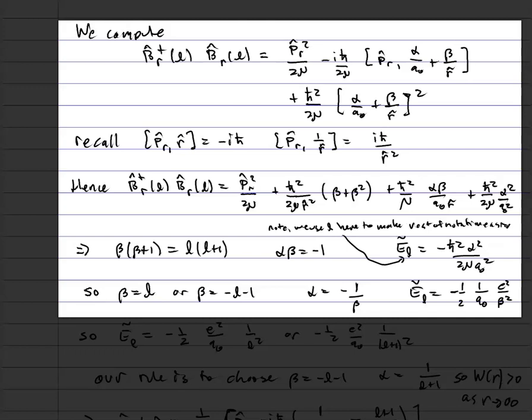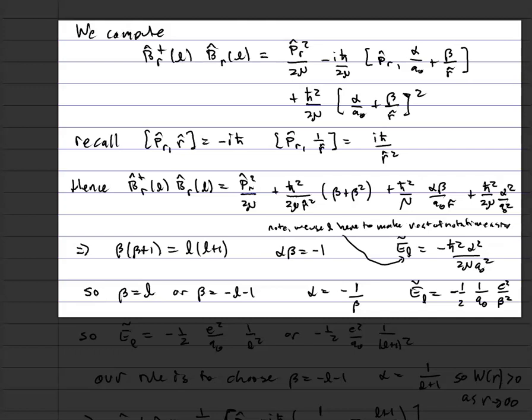We also learned that alpha beta must equal minus 1. We get that when we recognize that if we substitute in a0 is h bar squared over mu e squared, you find that that expression is equal to e squared alpha beta over R hat. And we need it to be minus e squared, so we need alpha times beta to be minus 1. All right, so that tells us alpha is equal to minus 1 over beta, and we have 2 choices for beta. How do we pick?